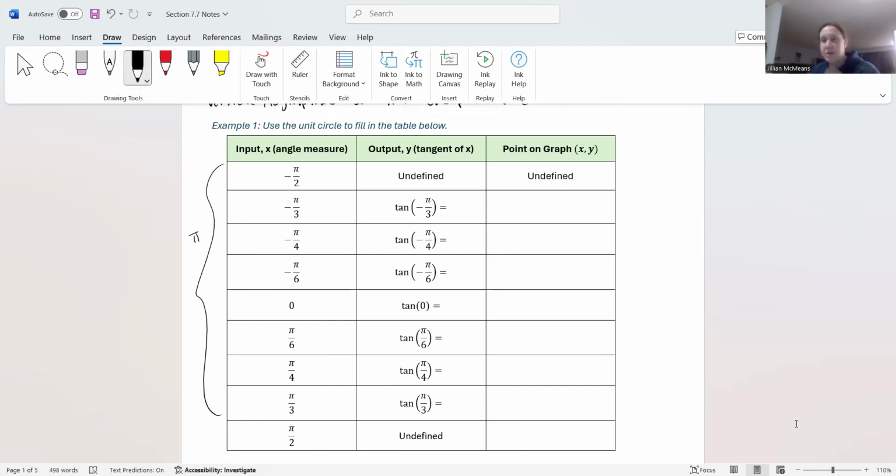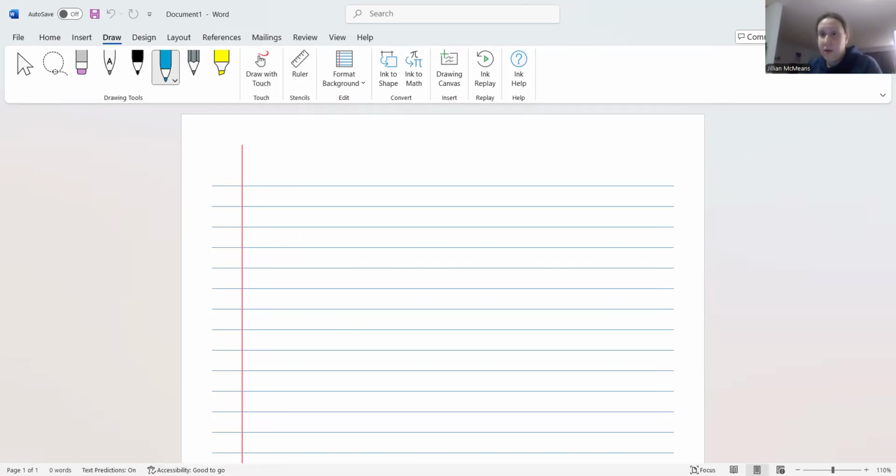I'm going to go to a separate document so we're not dealing with the bounce. Okay, so let's scoot over to here. You've got your table in front of you, so follow along. We're starting with tangent of negative pi over 2. So tangent of negative pi over 2 is going to equal, well, let's think about it.